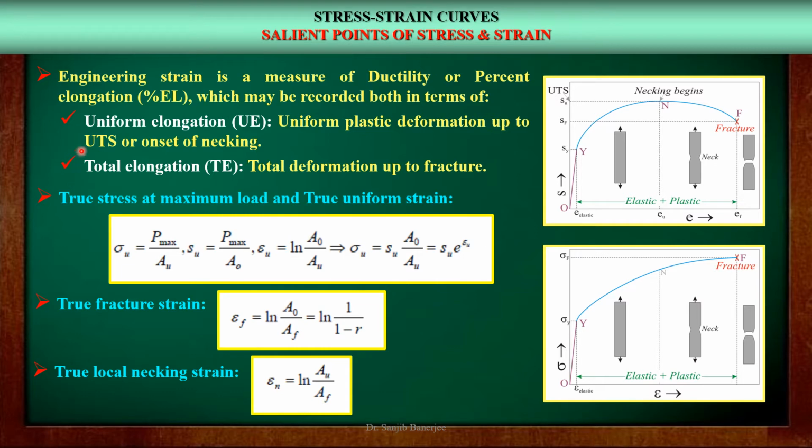Firstly, the uniform elongation is the uniform plastic deformation up to the UTS or onset of necking. In this figure, it is denoted by EU. The name uniform elongation stands for during this deformation, the tensile specimen will experience uniform increase in length and uniform decrease in cross-sectional area without any necking or localized reduction in cross-sectional area.